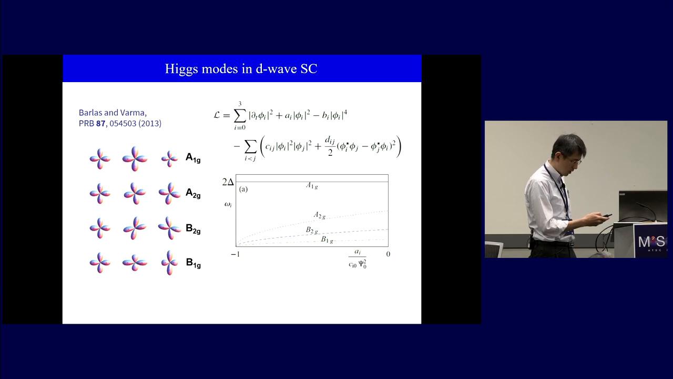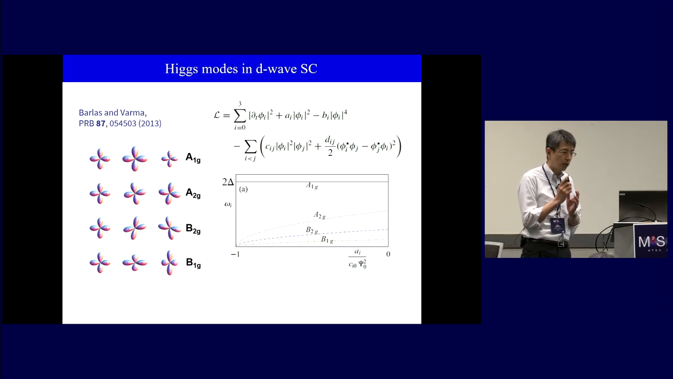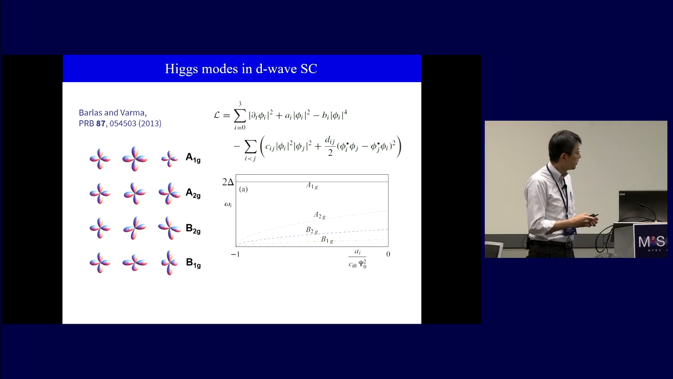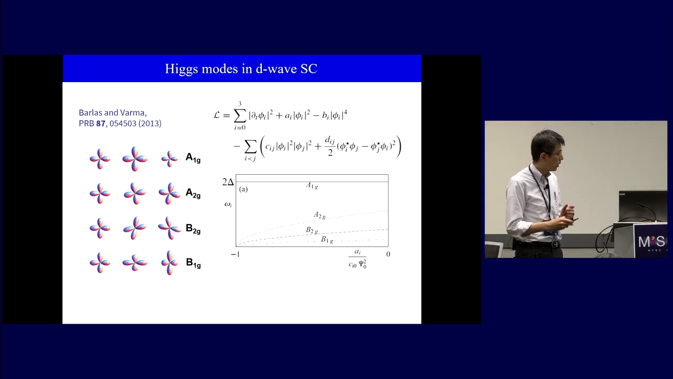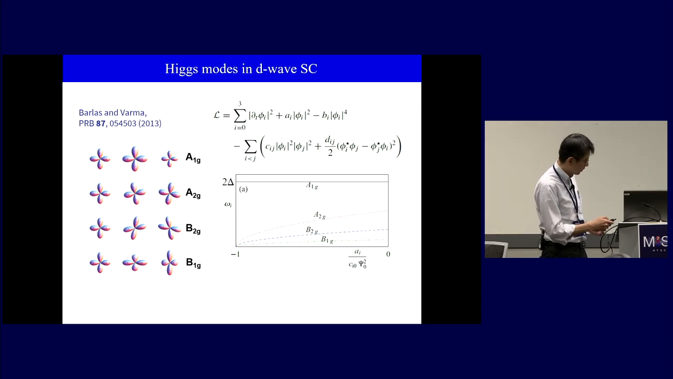Okay, now we can step into the D-wave case. Barlas and Balmer pointed out that in the case of a D-wave, one can expect a spiral collective mode. Of course, in one D-wave pairing channel, the symmetry breaking is only for U1, so we can expect only one Higgs mode. But if there is a subdominant pairing channel, we can expect four Higgs modes. So why don't we try this one?